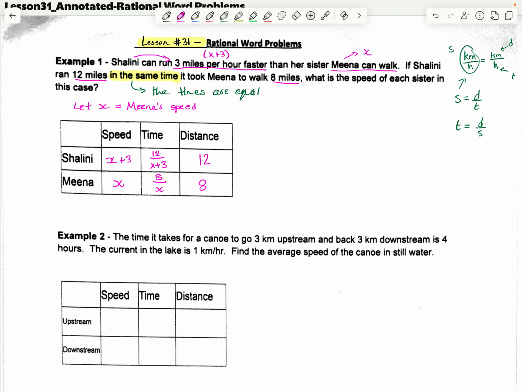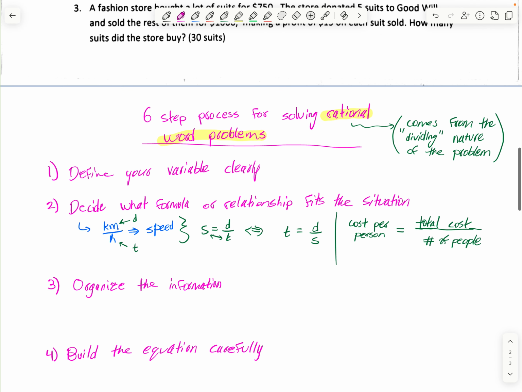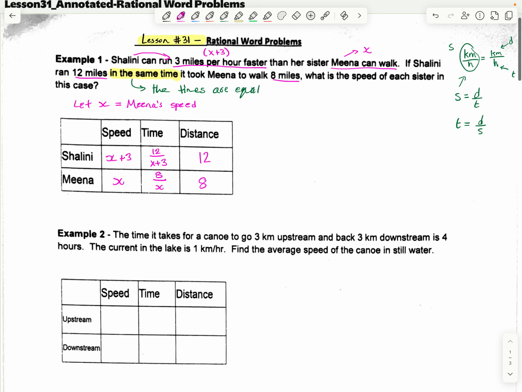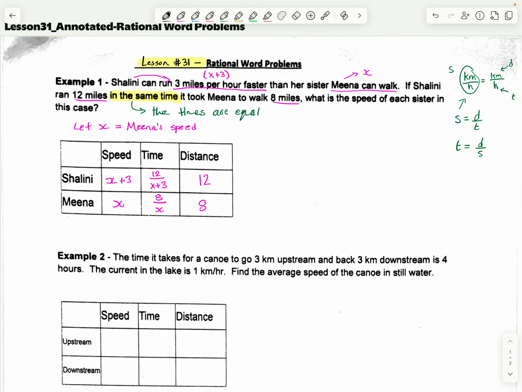Since the times are equal, and if we go back here, I've organized the information. This is building the equation now, like step 4. I can set the two times equal to each other since the times are equal, right? So I can write Mina's time is equal to Shalini's time, so 8 over x is equal to 12 over x plus 3, because the times are equal.